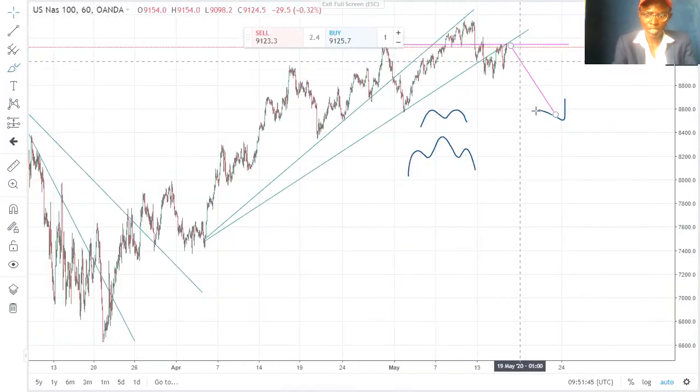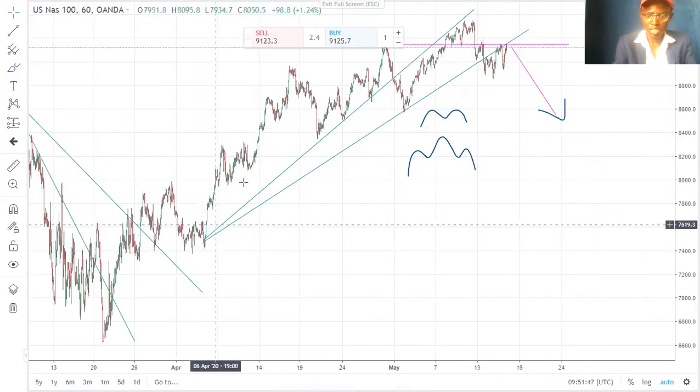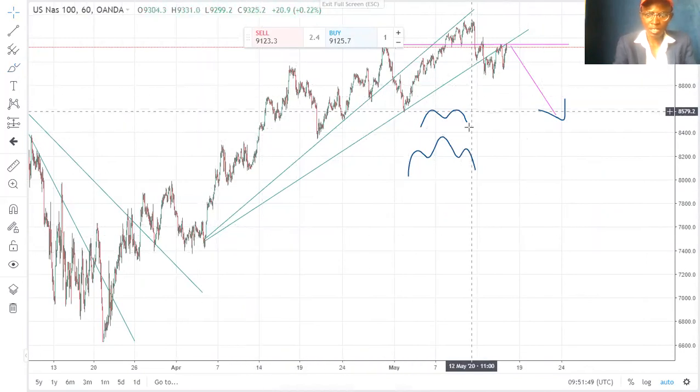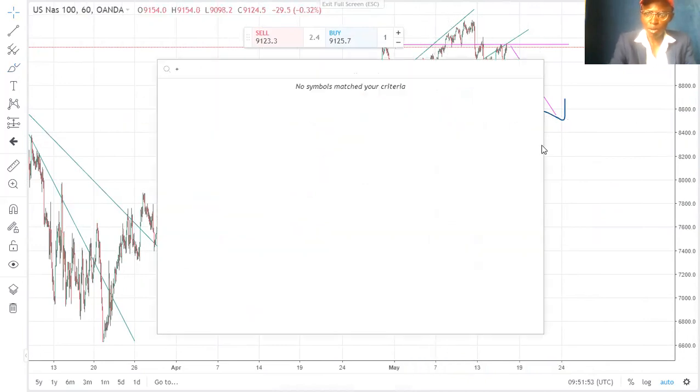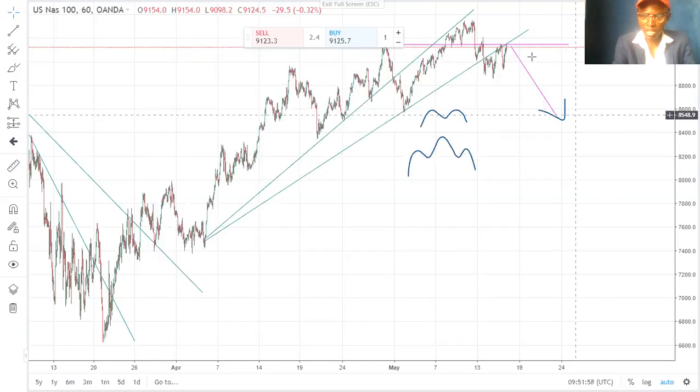This is a 1-hour chart, and you can see that my lines are properly done there, and I'm expecting an M. So it means that I'm going to be expecting an M inside here.